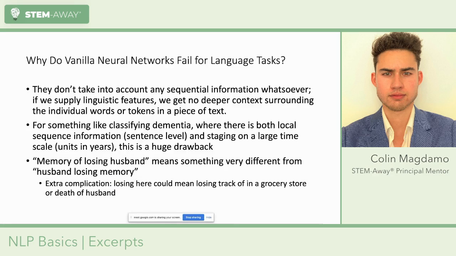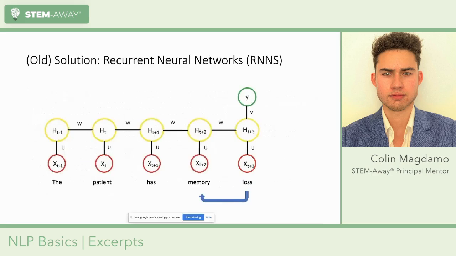And in the context of something like classifying dementia, there is going to be both local sequence information at the sentence level, and then also staging information on a larger time scale, in units of years. So in order to leverage all of these different levels of granularity in terms of contextual relationships, we need an architecture that can account for connections that span more than a few dozen or 100 tokens. So the older solution was a recurrent neural network. Hopefully you guys have had some experience with recurrence as well.